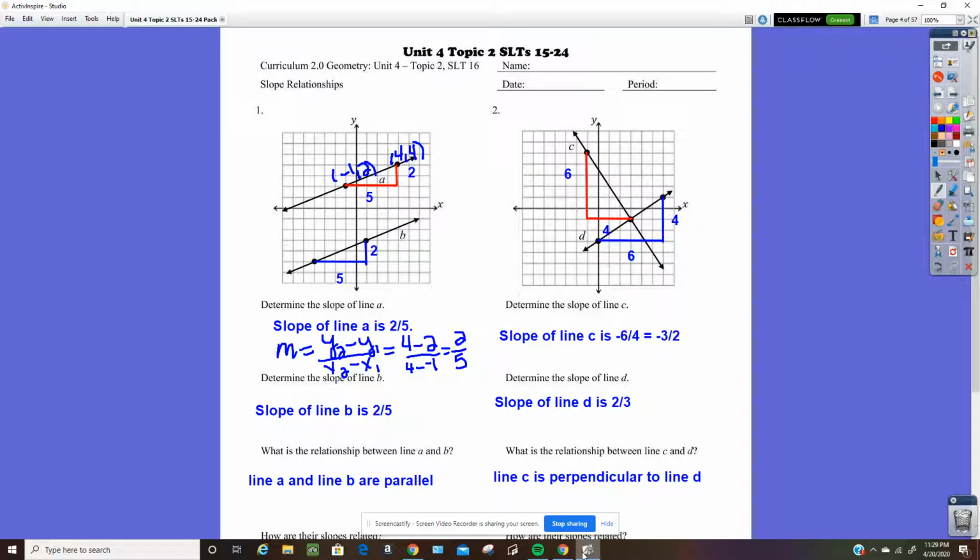This is from the packet I posted. It's a video on slope. It's one of the pages in the packet. It's actually page 4 in the packet.